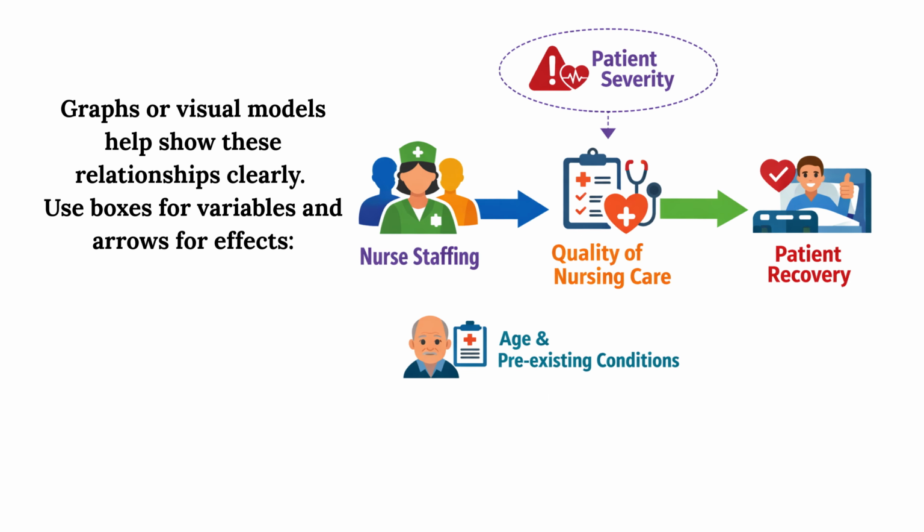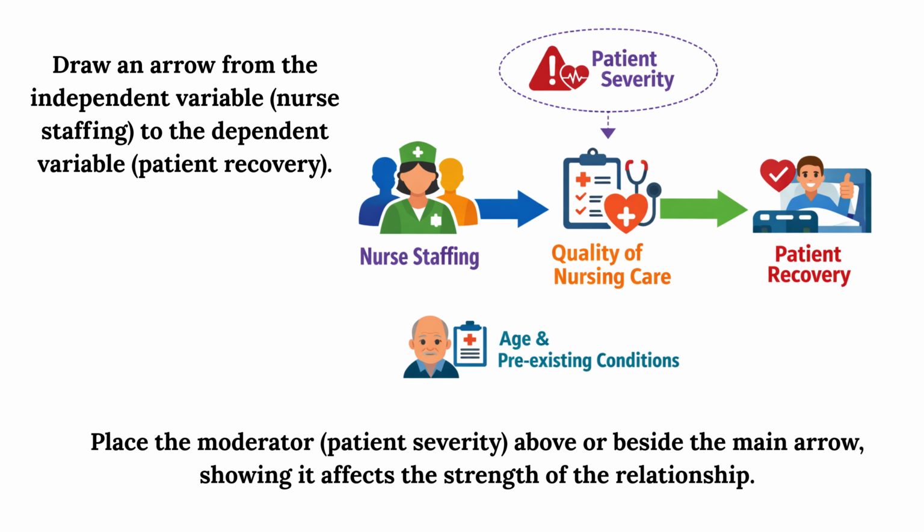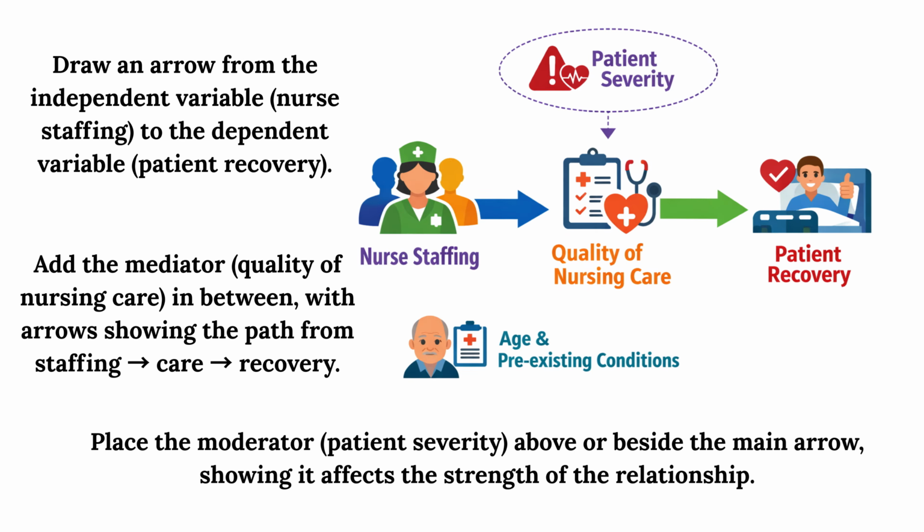Graphs or visual models help show these relationships clearly. Use boxes for variables and arrows for effects. Draw an arrow from the independent variable, nurse staffing, to the dependent variable, patient recovery. Add the mediator, quality of nursing care, in between, with arrows showing the path from staffing to care to recovery. Place the moderator, patient severity, above or beside the main arrow, showing it affects the strength of the relationship. Control variables can be noted separately, indicating they remain constant.